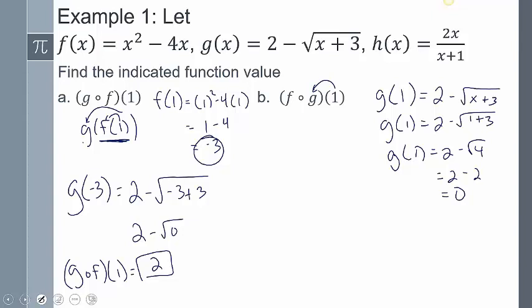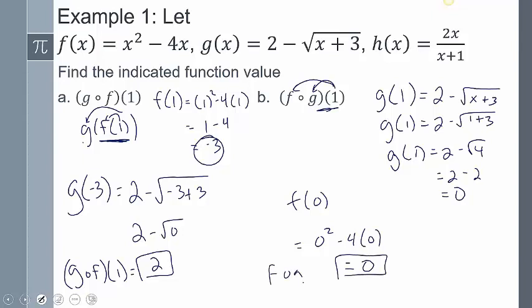So now I'm going to take that 0 and I'm going to plug it into my f function. And so plugging that into my f function, I'm going to get basically just what f of 0 is, and in this case that's going to be 0 squared minus 4 times 0, and so my answer is going to be 0. So f of g of 1 equals 0.